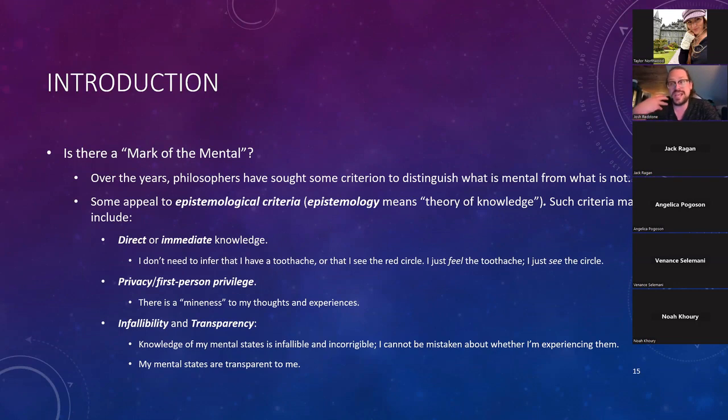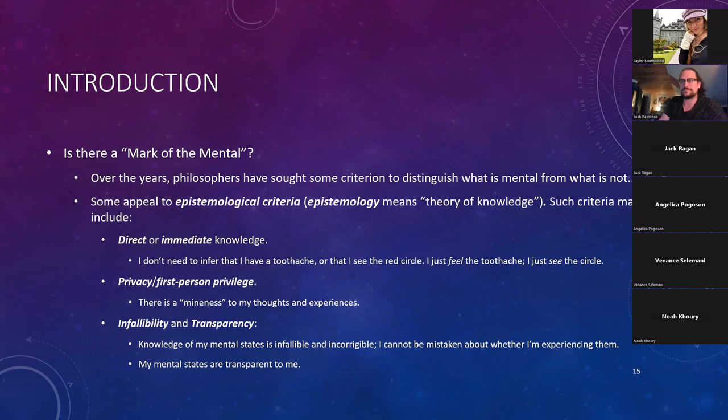But I can be mistaken about whether I have a toothache, right? Maybe I don't have a toothache. Maybe what I have is deferred pain from somewhere else. But I cannot be mistaken about it being my experience. So maybe that first person privilege, that mindness, is an epistemic mark of the mental.